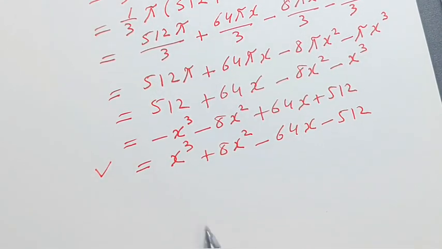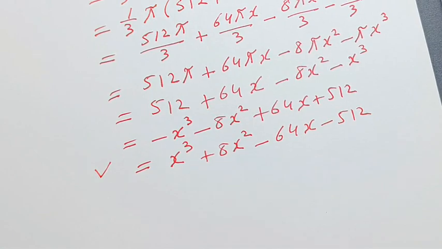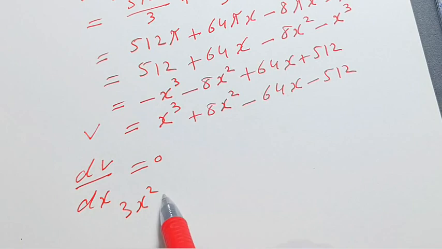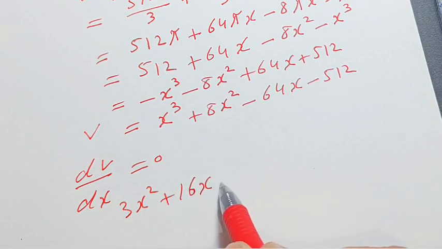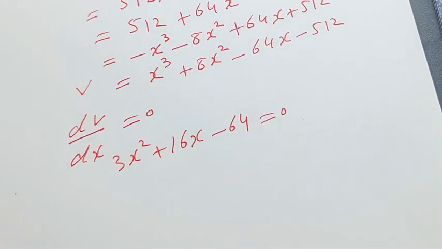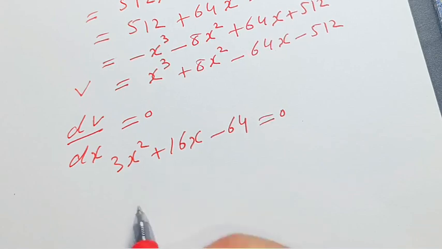Quite a lengthy calculation. Now to find the maximum volume, differentiate the volume of the cone with respect to x and set the derivative to 0. So dV over dx must be equal to 0. I'm going to apply the derivative here. This is going to be 3x square plus 16x minus 64 is equal to 0. The derivative of a constant is 0. So now I can solve here. I need to apply the quadratic formula to solve for x.